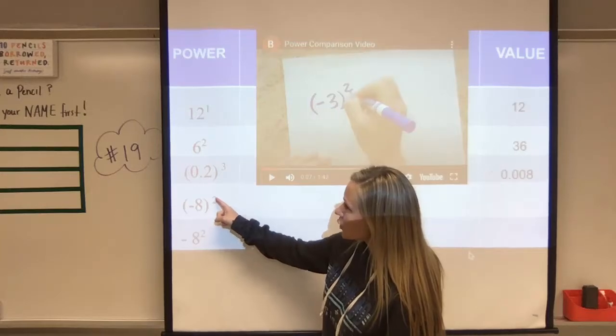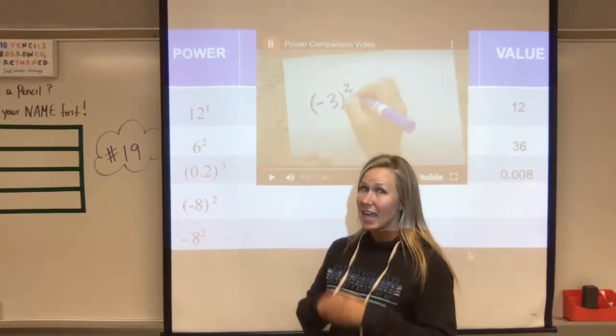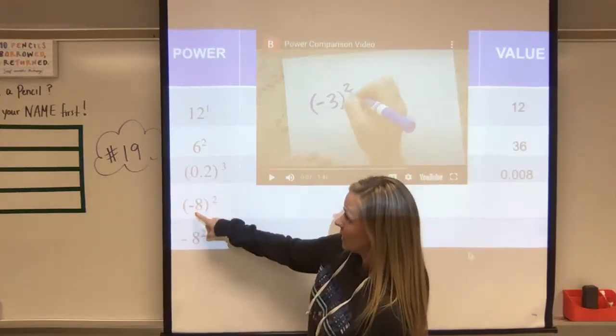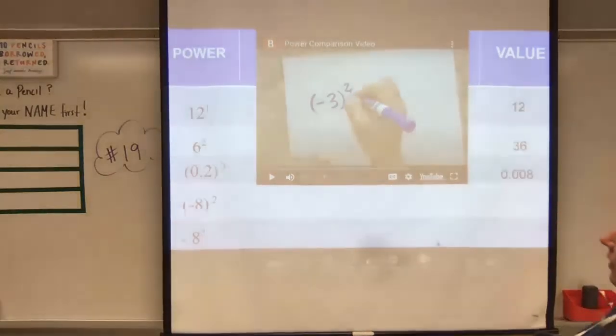Now, the 2 is touching the parentheses. So that means it applies to everything in the parentheses. So we're going to take -8 to the second power. That's how we would say it: -8 to the second.